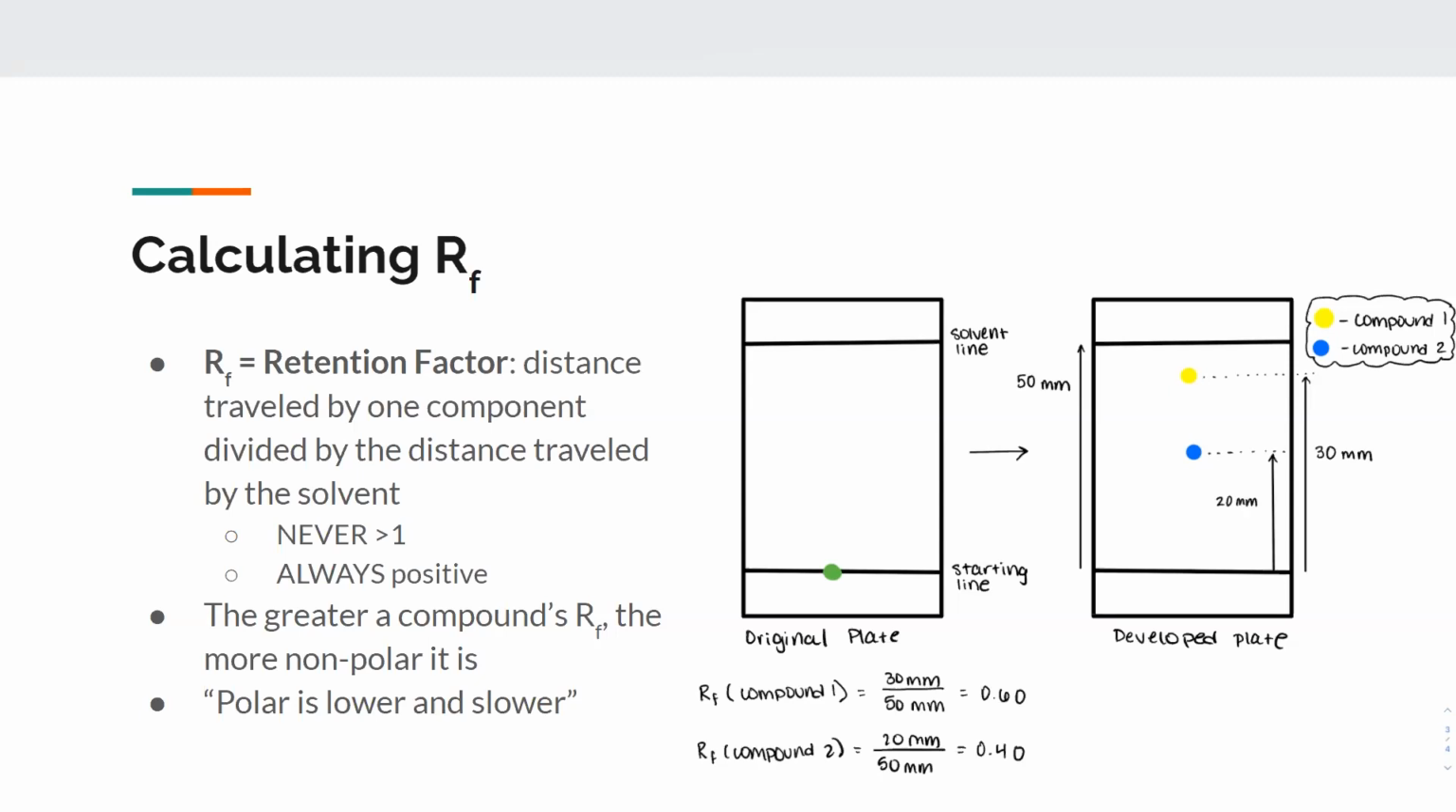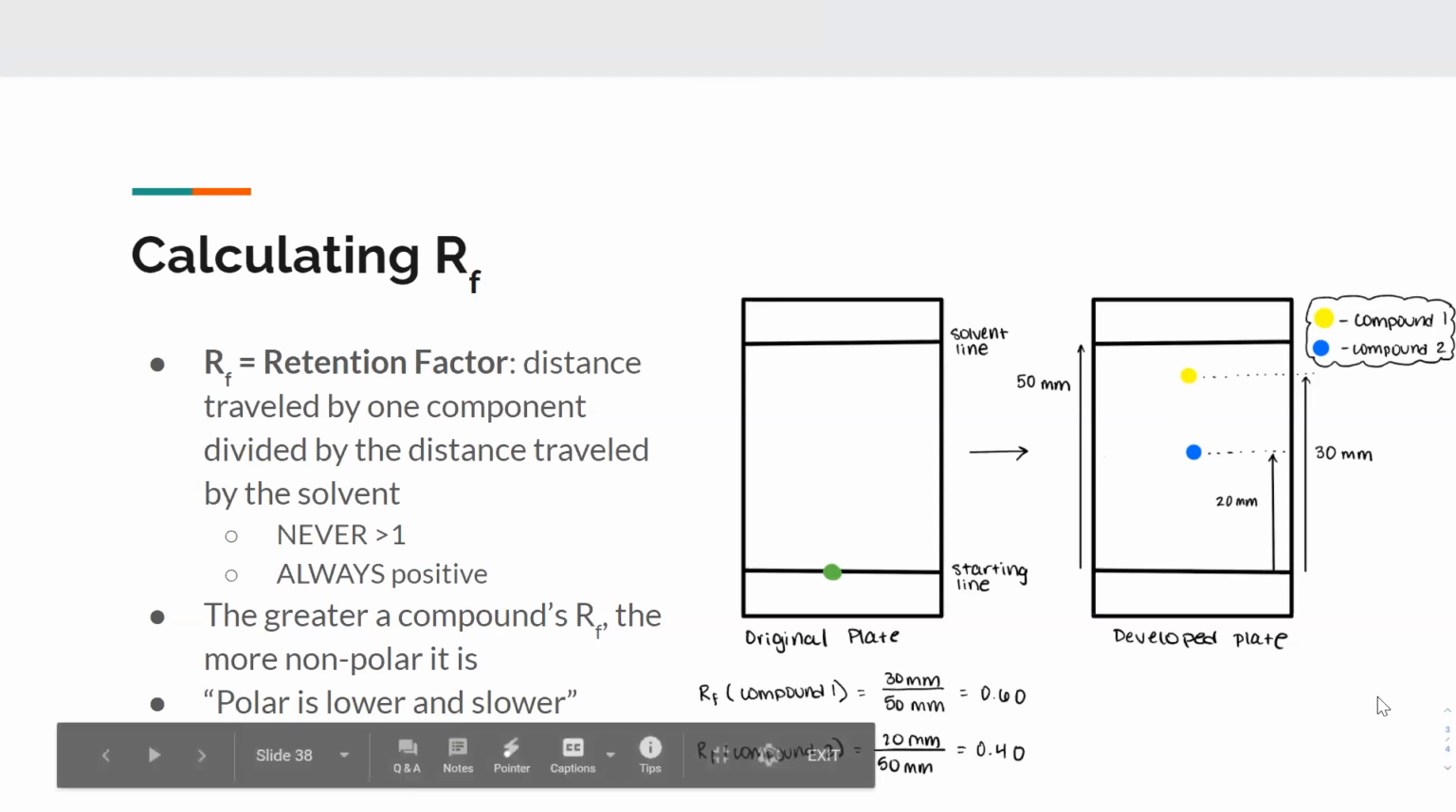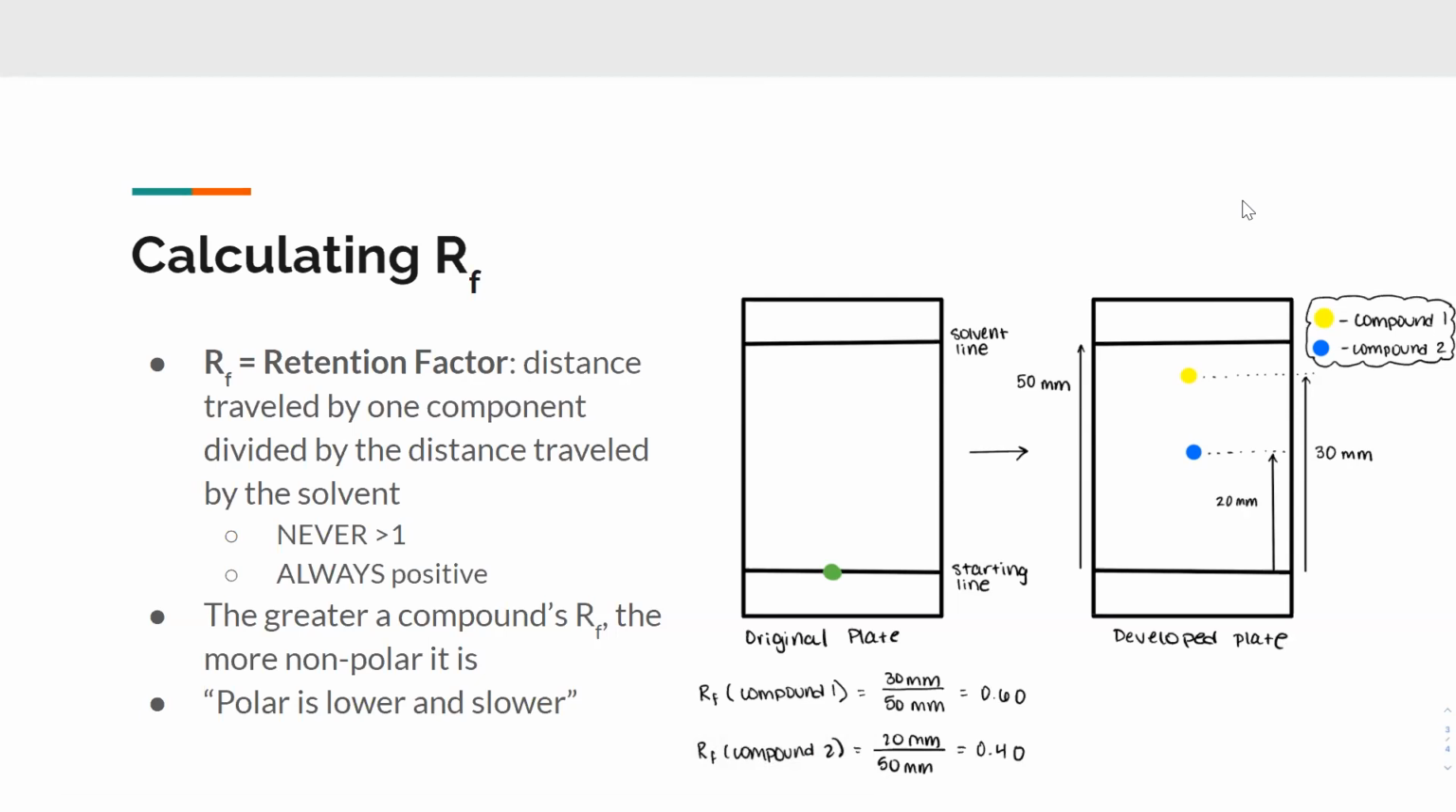So the solvent line represents the distance the solvent travels, which is 50 millimeters, as I noted here, and the green compound is spotted on the starting line. After being developed, it has been separated into compounds 1 and 2. Compound 1 in yellow has traveled farther, meaning that it is more nonpolar, and the distance it has traveled is 30 millimeters. Compound 2 in blue traveled a smaller distance, 20 millimeters, because it is polar.